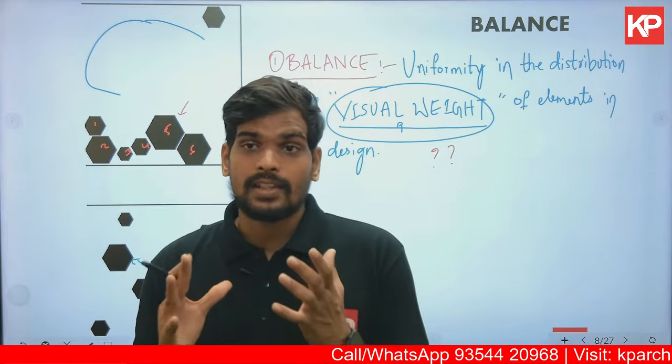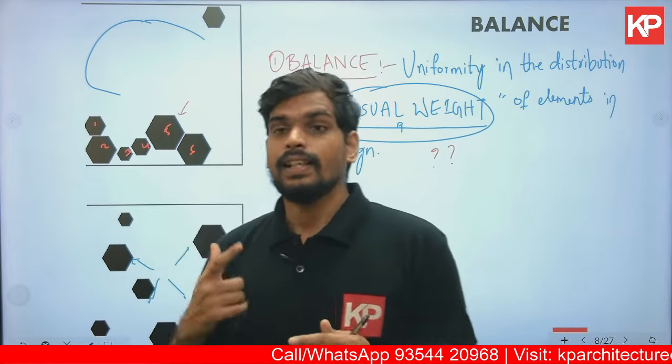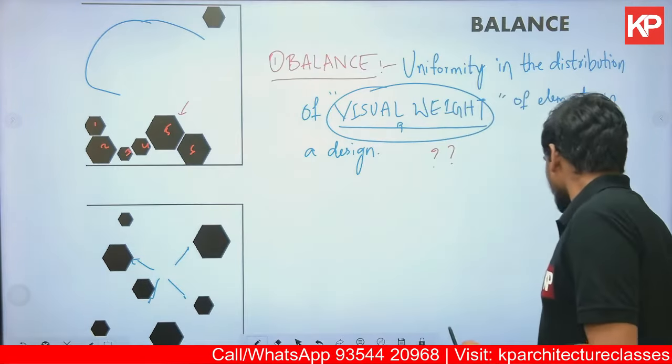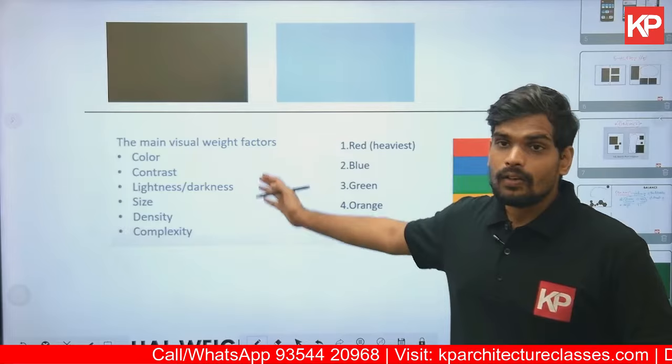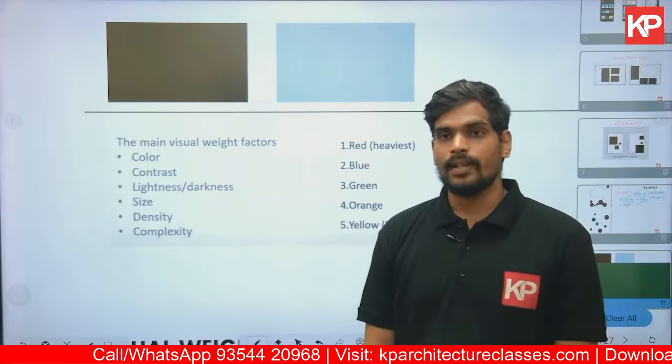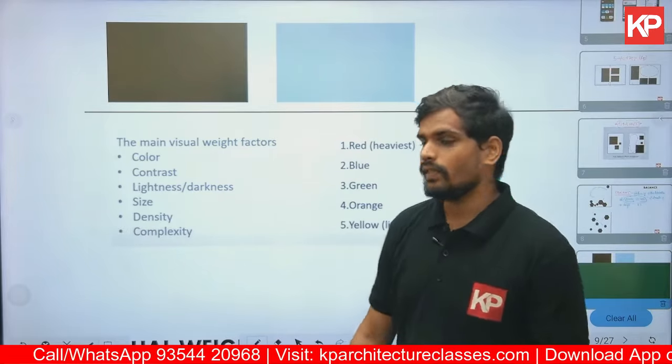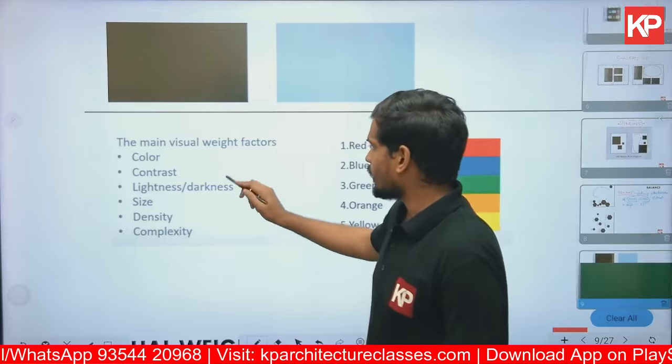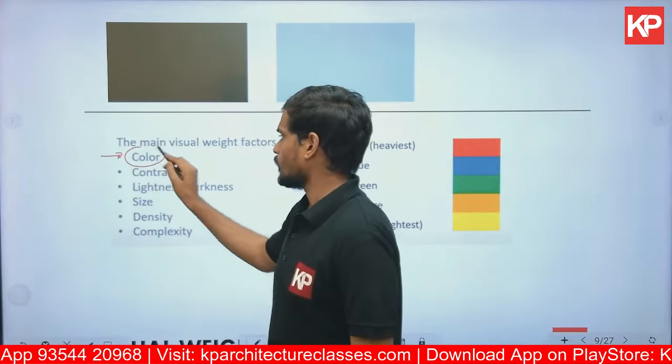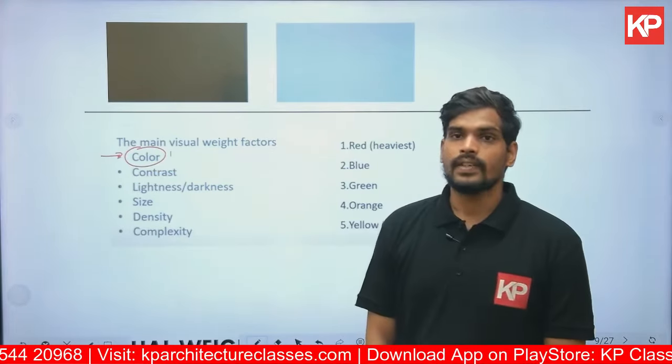How can you alter or control the visual weight in a design? Let us get into those details. There are a lot of factors on which visual weight will depend. Let us try to get an understanding one by one. The first factor which affects visual weight is color.